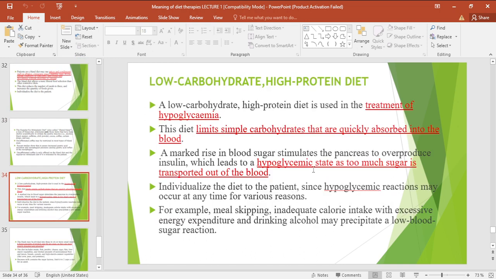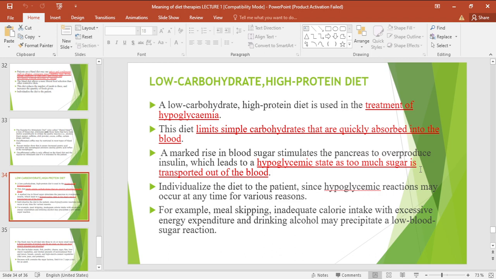And finally, we have the low carbohydrate, high protein diets. This diet is low in carbohydrates and high in protein, and it is usually used in the treatment of hypoglycemia. This diet will limit simple carbohydrates that are quickly absorbed into the blood. And a marked rise in blood sugar stimulates the pancreas to overproduce insulin, which will lead to a hypoglycemic state as too much sugar is transported out of the blood.